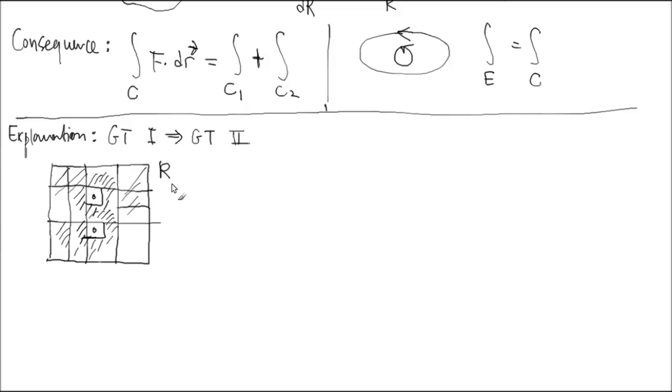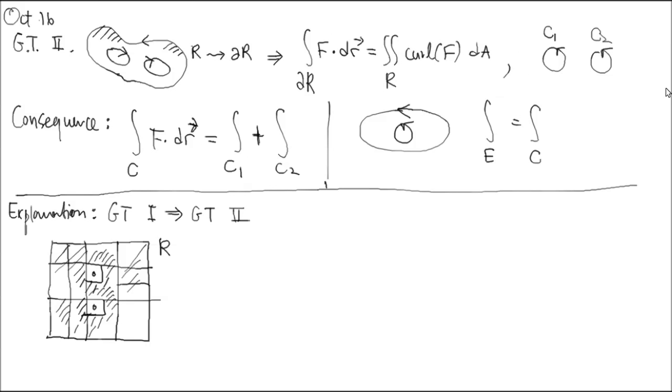Simply connected? Not simply connected because of the hole in there, right? If the region has a hole inside, just like a golf course, it's not simply connected. Everything inside must be filled in. So not simply connected. That's an example of this.